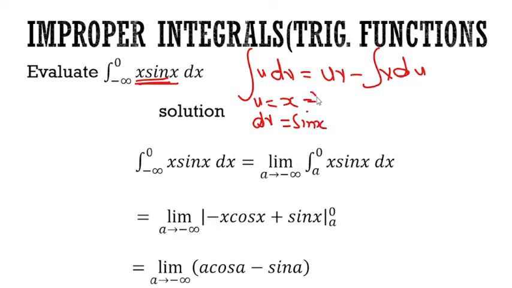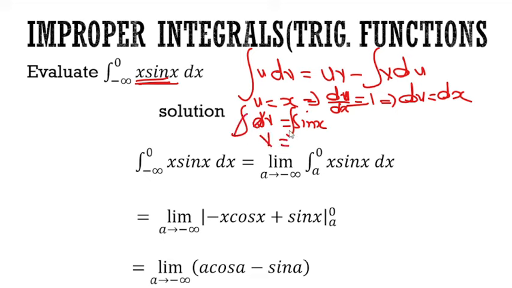Great. So here, if we differentiate u with respect to x, we are going to have du on dx, which is equal to 1. And therefore, du is equal to dx by cross multiplying dx by 1. Now here, let's integrate our dv to get our v. So integrate this side, you do the same thing for the other side. So here, our v is equal to the integral of sine x, which is negative cos x.